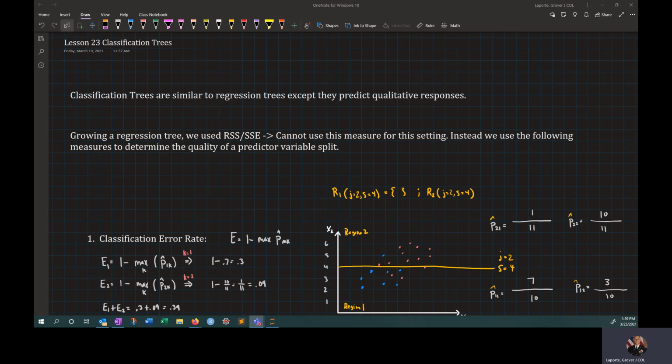Whereas with a qualitative response, maybe you're seeing whether it's high, low, or medium, or even if the home is going to sell next month, right? So a yes or a no. Is the home going to sell next month based on certain factors? That's the kind of thing that we're going to use classification trees for.